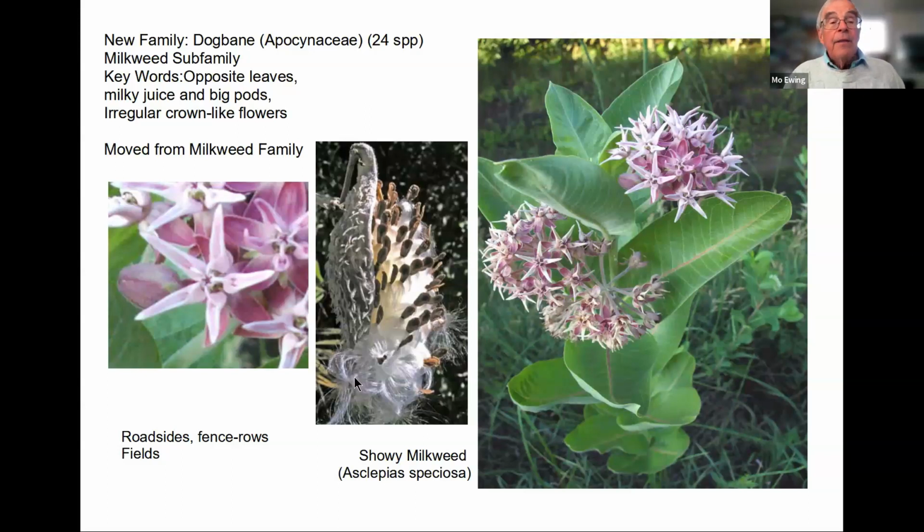And this is in a new family called the dogbane family, Apocynaceae, which has 24 species. It's one of several subfamilies in that dogbane family. It's the milkweed family. And the key words are opposite leaves, which it's a little hard to tell, but they are opposite. I guess you have to just take my word for it. Milky juice, big pods. This is the pod full of seeds, which you're probably familiar with. And irregular crown-like flowers. It is a pretty unusual flower.